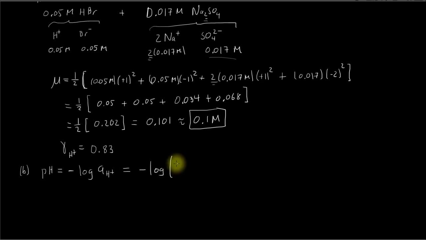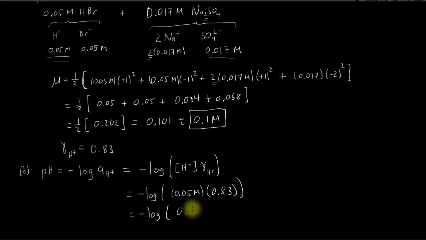is always concentration times the activity coefficient. So we're going to need to know the molarity of the H plus ion in solution. We already figured that out from up here, part A. And then we're going to multiply that by the activity coefficient. So activities are always concentration times the activity coefficient. So to find the pH of the solution, we need to take the negative base 10 logarithm of 0.05 molar times the activity coefficient, 0.83. So that's going to be the negative log of 0.0415. And we take the log of that, and we multiply by minus 1. That will give us 1.38 as our pH value.